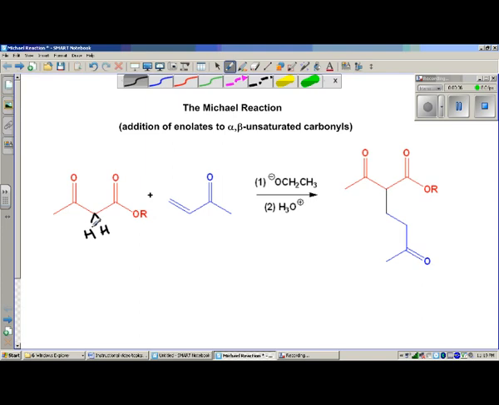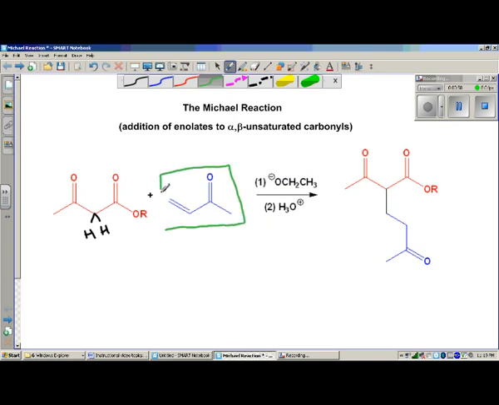This would also work with a 1,3-diketone or dialdehyde or diester or something like that. This reacts with a base to form an enolate, then the enolate goes out and attacks another molecule. The thing that makes the Michael reaction different is what the enolate attacks.